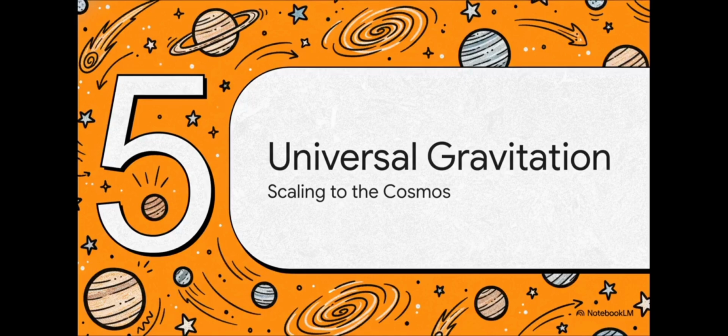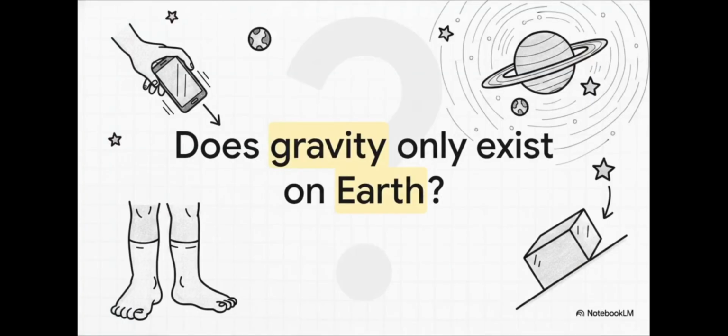We are scaling things all the way up to the cosmos. Now, it's really easy to think of gravity as this uniquely earthbound phenomenon, right? It's the thing that pulls our dropped phone to the floor, it's what makes our legs feel heavy at the end of a long day. But wait, what if I told you that the exact same principles stopping that sliding box on your floor are also governing celestial bodies millions of light years away?